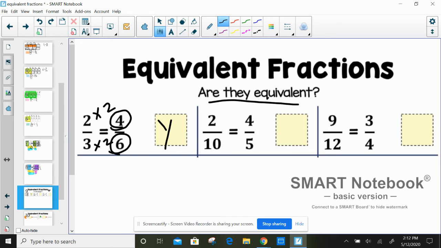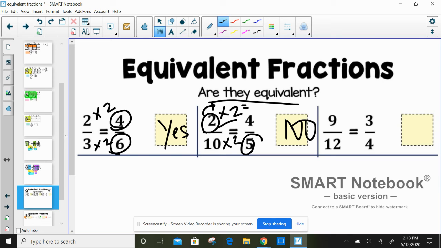How about this one here? 2 times 2 does give me 4. And 10 times 2 does not give me 5. 5 times 2 gives me 10, but we're going this direction. We're multiplying 2 by 2 to get 4. So this one is not equivalent. Okay?